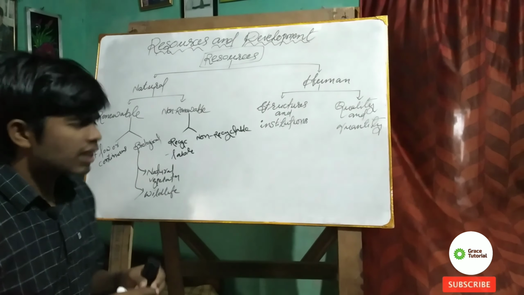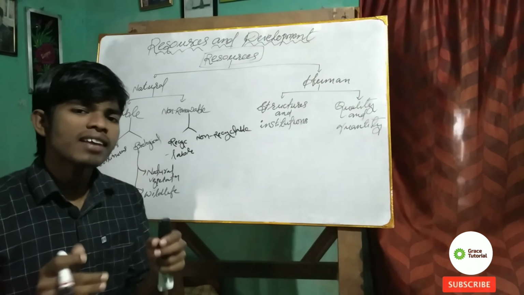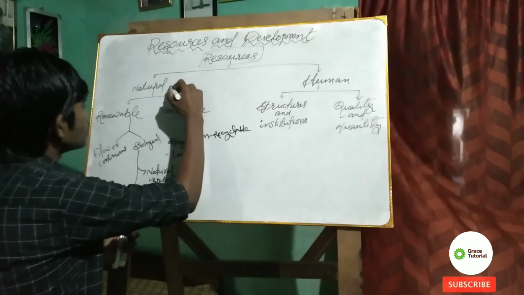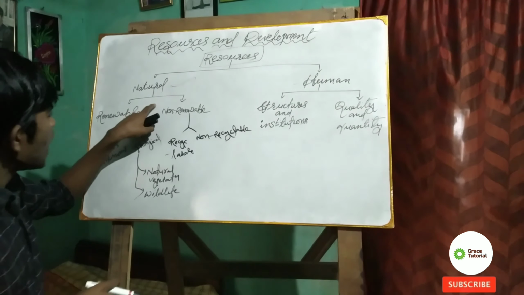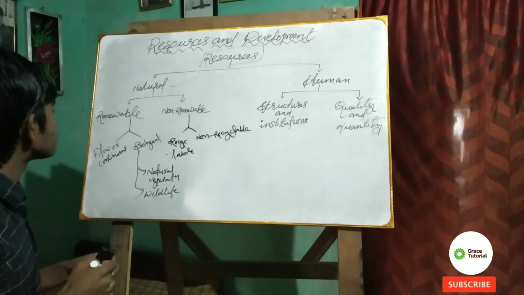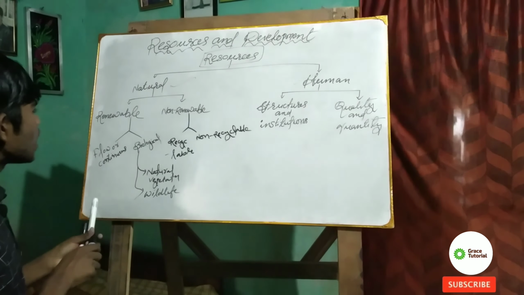If you look at the types of resources, they are broadly categorized into two types. One is the natural resources and number two, the human resources. And the natural resources are further categorized into two types. One is the renewable resources and number two, the non-renewable resources. These renewable resources are further divided into two categories. One is the flow or continuous and number two, the biological resources.